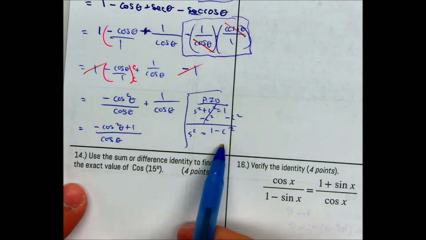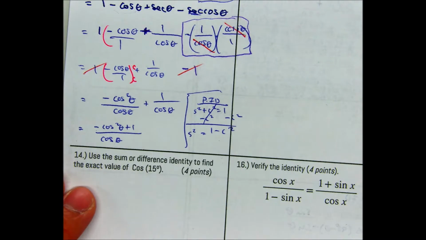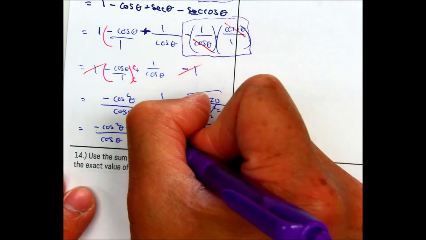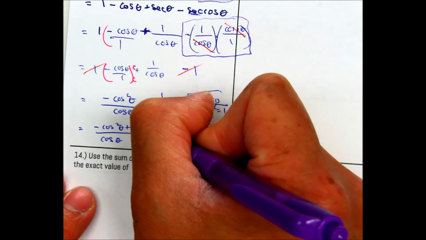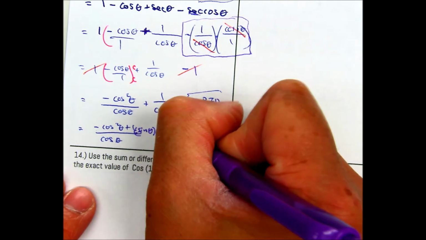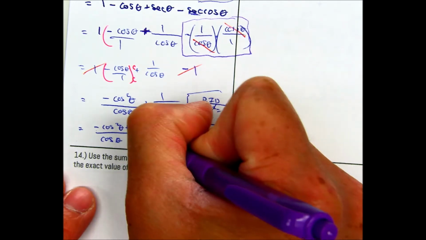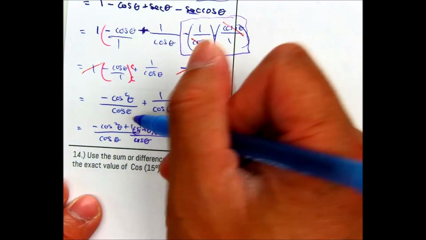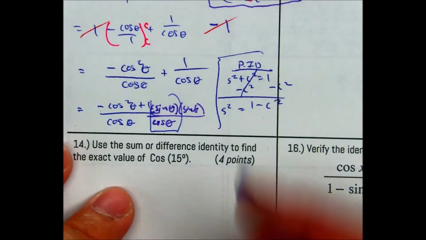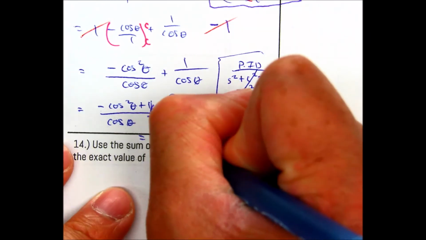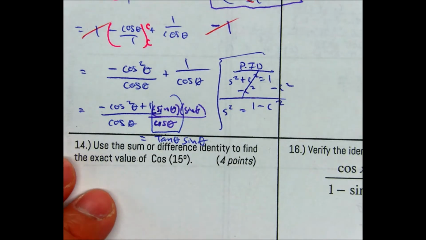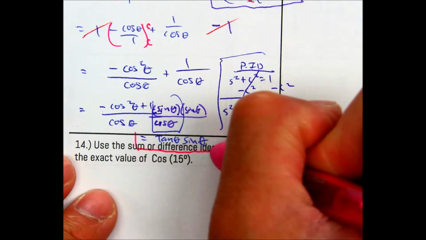So in this problem, this is going to become, running out of space, so I'm going to get sine squared is sine times sine. Would you guys agree? Over cosine of theta. And then this one right here, sine over cosine is going to become tangent. And this one is just sine. So the answer for that problem is tangent of theta times sine of theta.